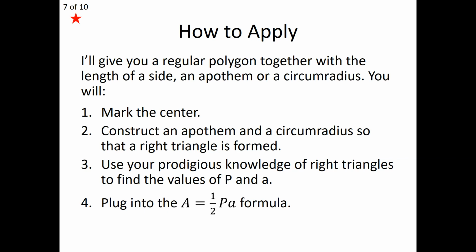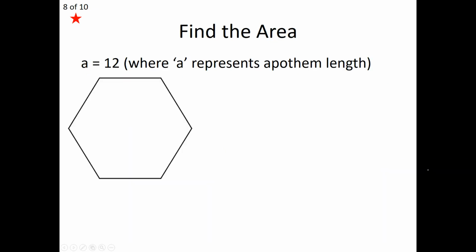In our case, I like to find the side length and again count the number of sides, and then we're going to take those values and plug them into our area formula and arrive at our solution. So let's dive into our very first example of finding the area of a regular polygon. We're going to start with the area of a regular hexagon.